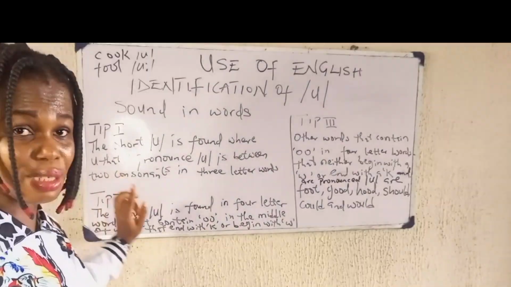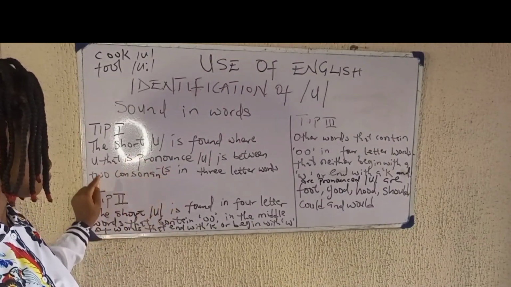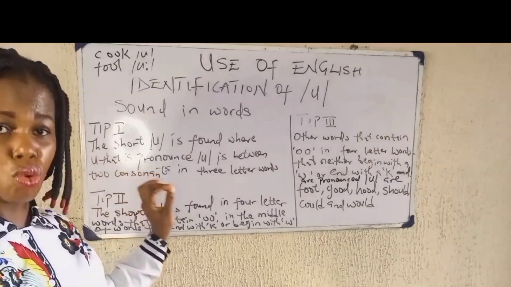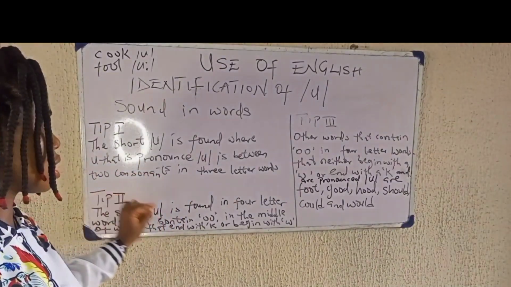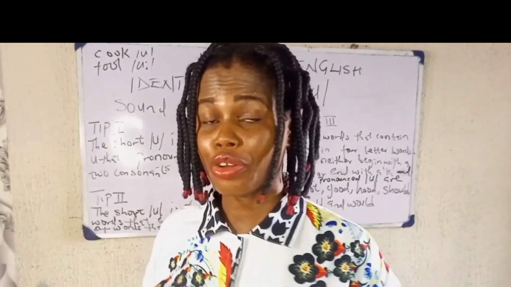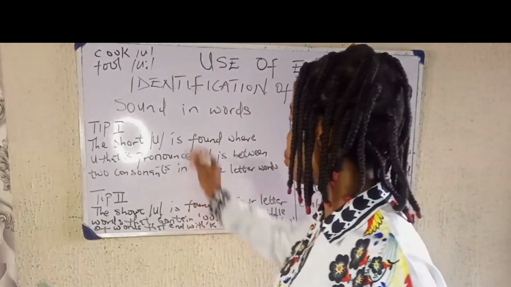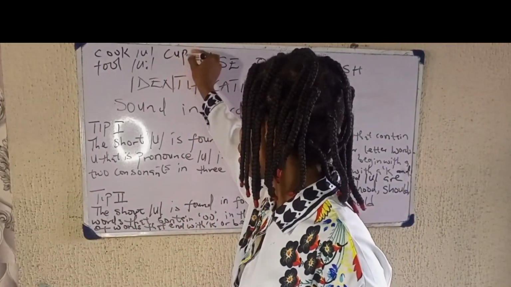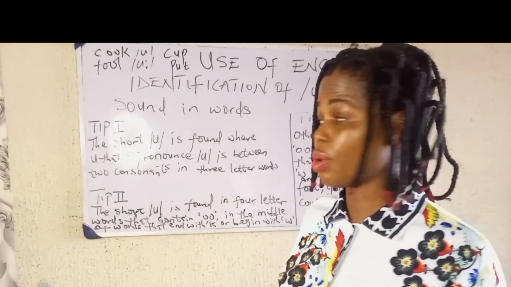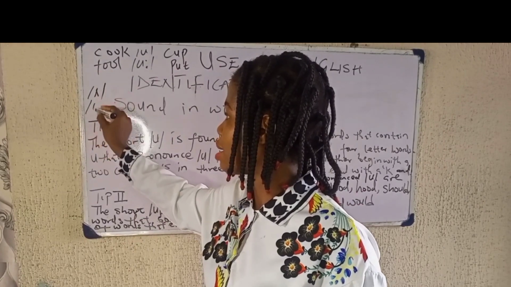Okay, now the first tip. I hope you can see the board. The first tip: the short O is found where the letter U is between two consonants in three-letter words. Now you agree with me that when you have U between two consonants, for example, cup, foot, you cannot pronounce U as a or as U.